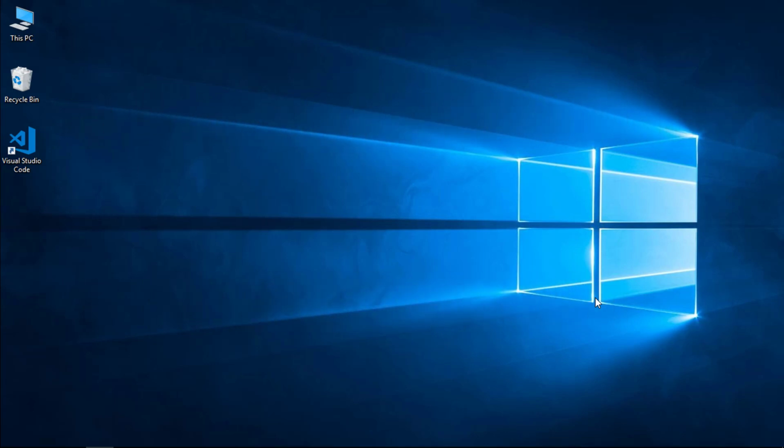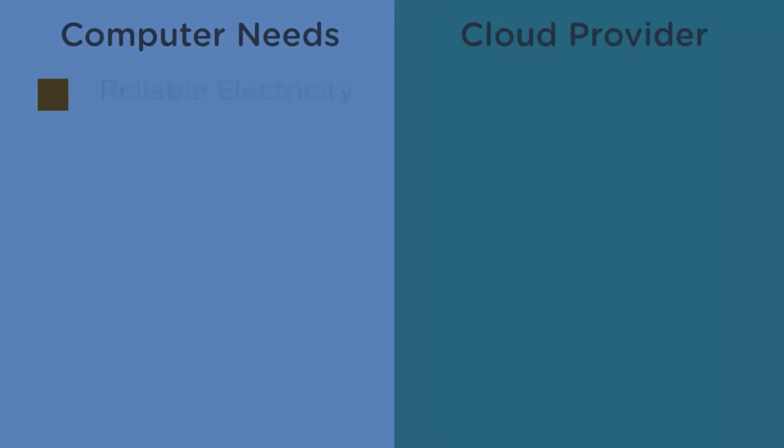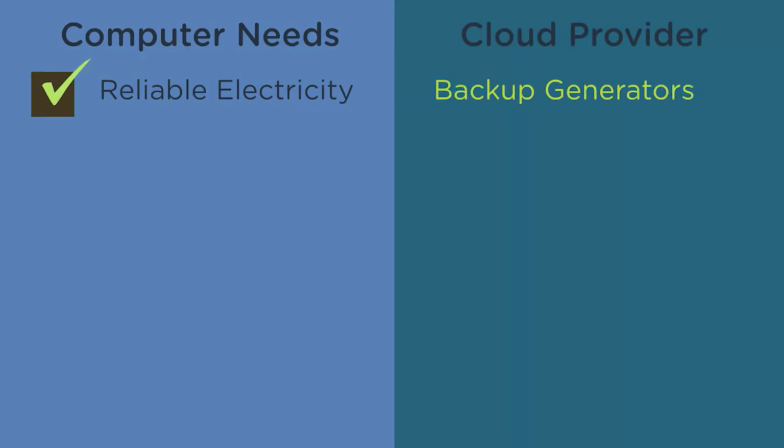Computers have needs, and sometimes those needs are deceptively difficult to meet. Computers need electricity. A cloud provider makes sure that the computers they rent out have backup generators so that they'll keep running even if the power goes out. Computers need to be kept cool so they don't overheat. Cloud providers make sure computers are cooled appropriately at all times.